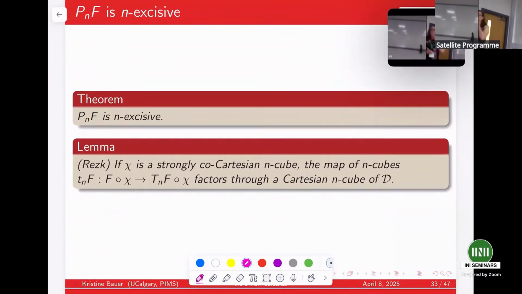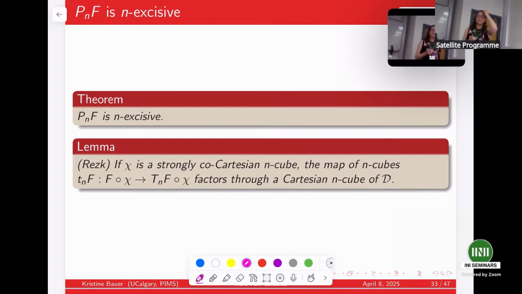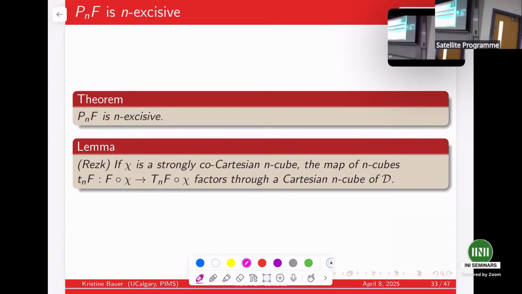Okay. So now I'm going to show you that PnF is n-excisive. In the case n equals 1, this will complete the uncompleted work from yesterday. And I'm just going to give you an idea of how this goes. And the main idea is this lemma that's due to Goodwillie, and the proof I'm going to show you is a simpler proof due to Rusk.